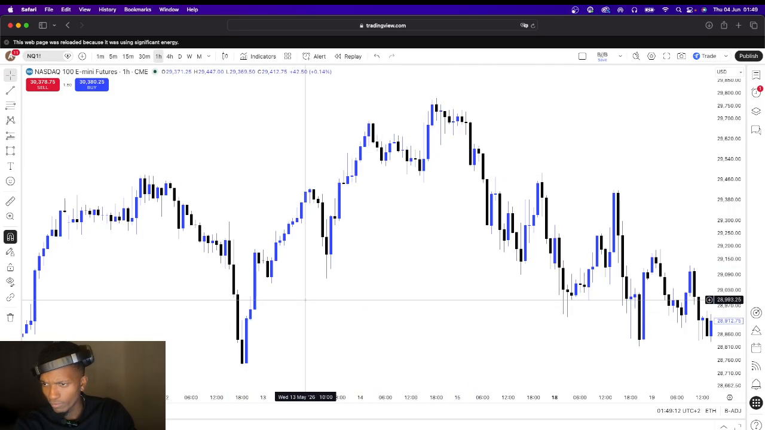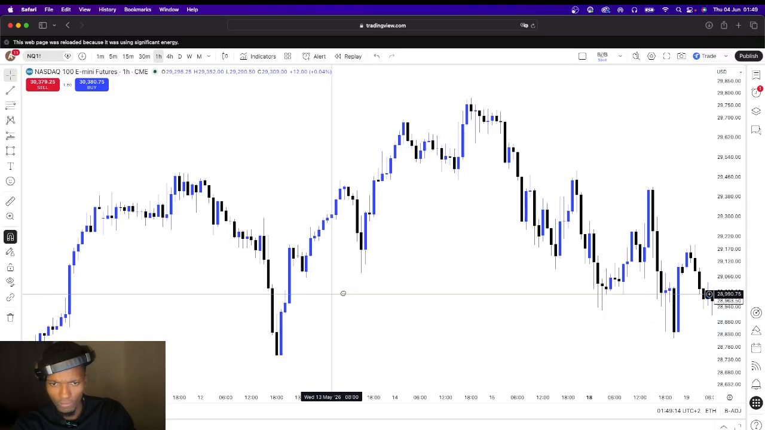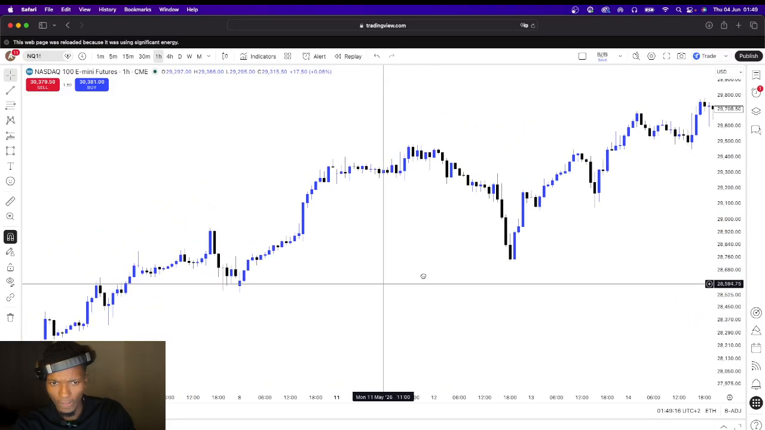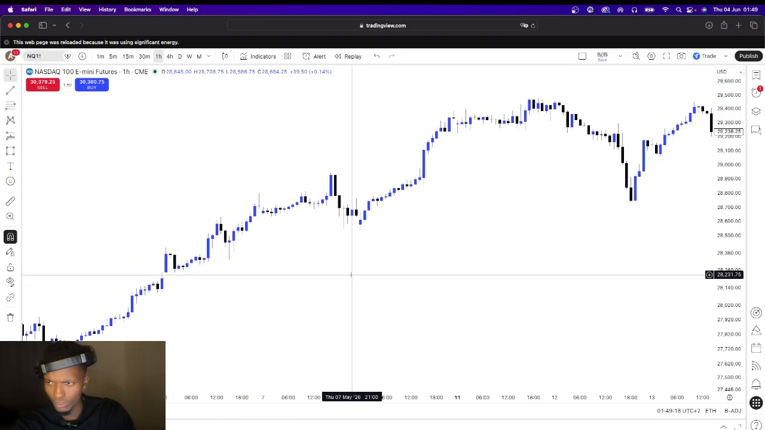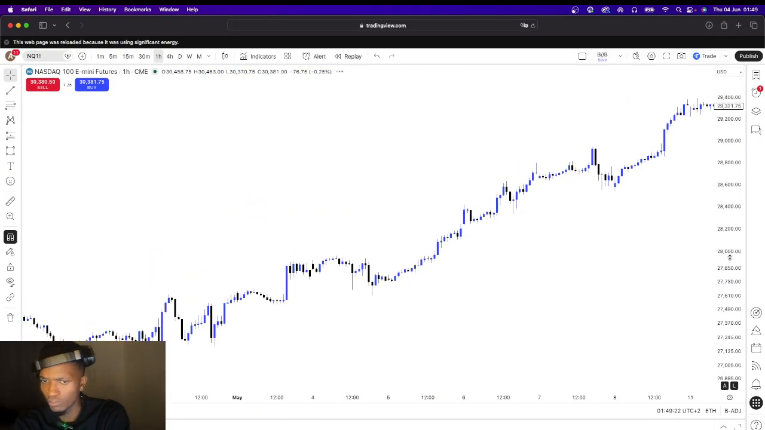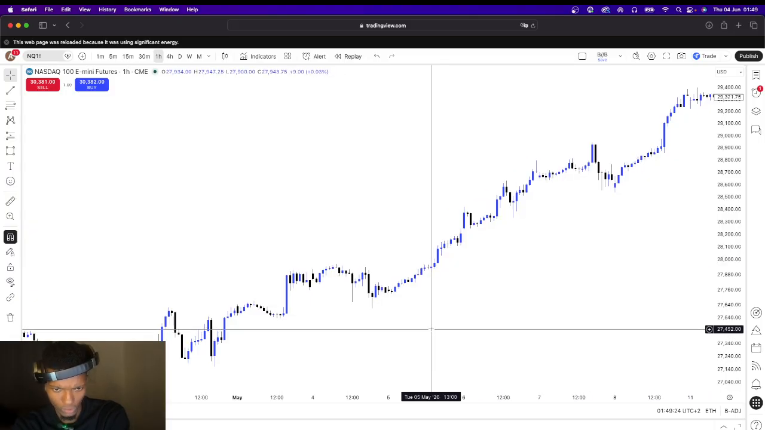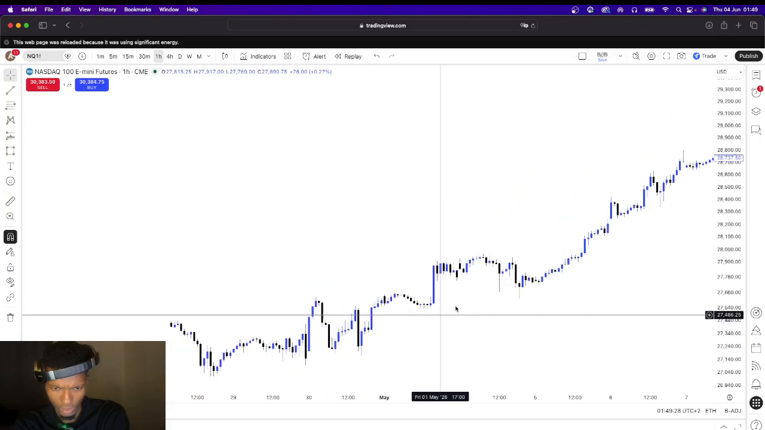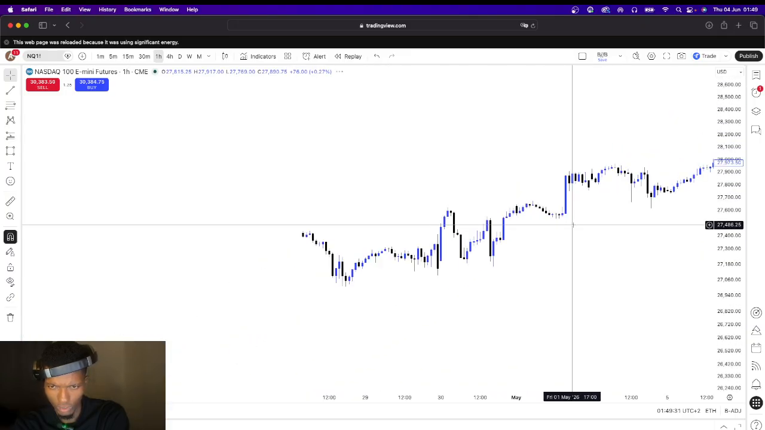So let's see if we can find more examples. So that was for, okay. So let's see if we can find one for when price is moving upwards.